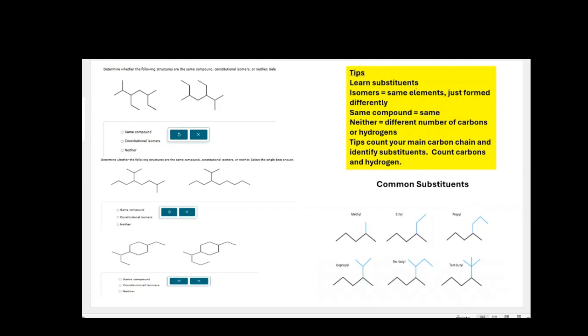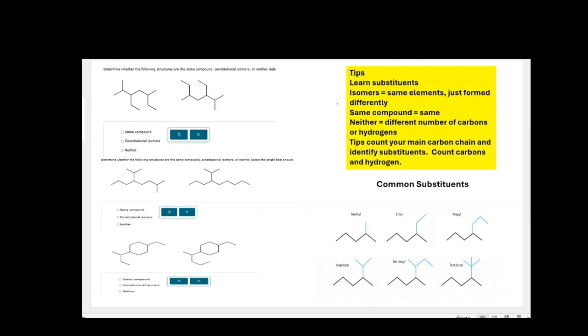Next for this one, let's define the terms. Isomers are pretty much the same elements, so it's going to have the same amount of carbons and hydrogens, except they're just bonded differently. So say you might have an isobutyl or isopropyl in a different location, or you just might have a different way that the carbons are attached to each other. In that case, that'd be an isomer.